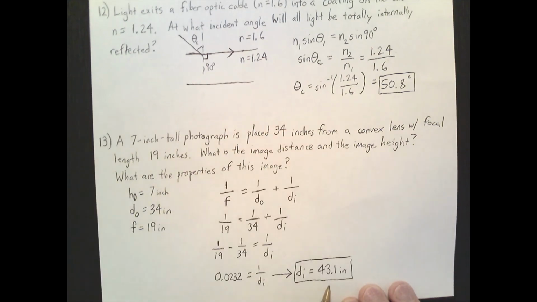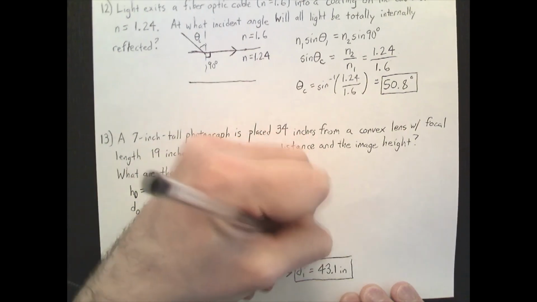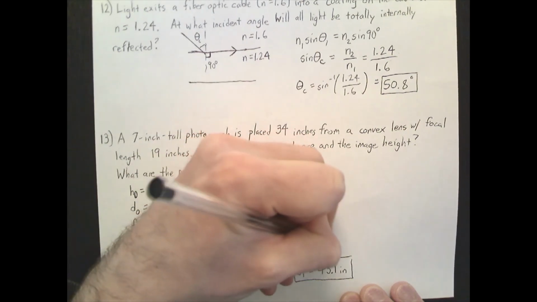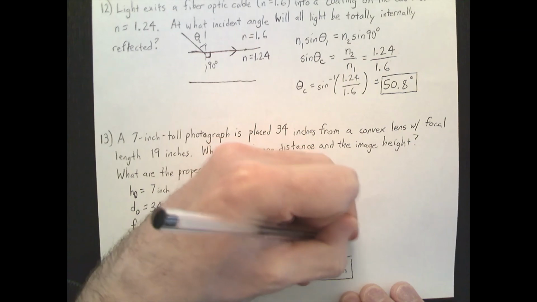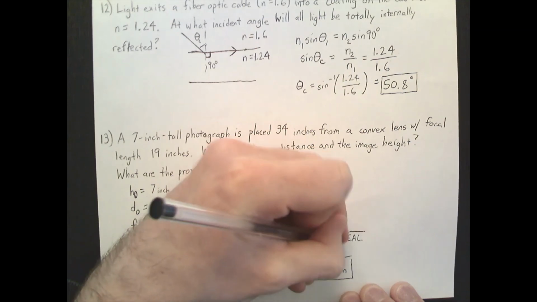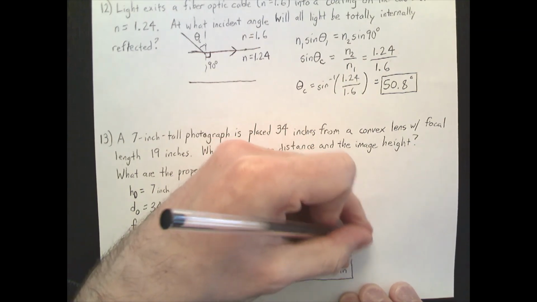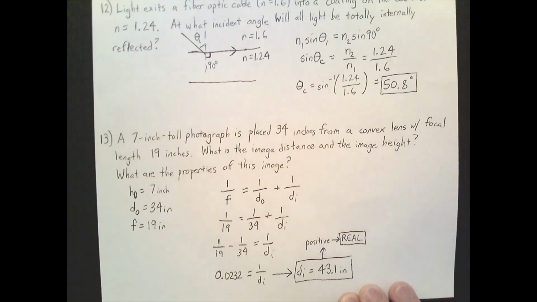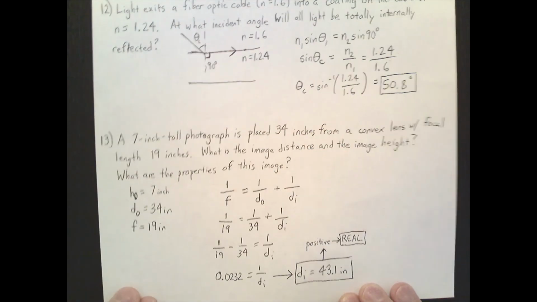Based off this value, I already know one of the properties of my image. This is a positive number, and that automatically tells me that this is a real image. It's going to form on the opposite side of the lens, and I'll only be able to see the image if I project it onto a screen somewhere.